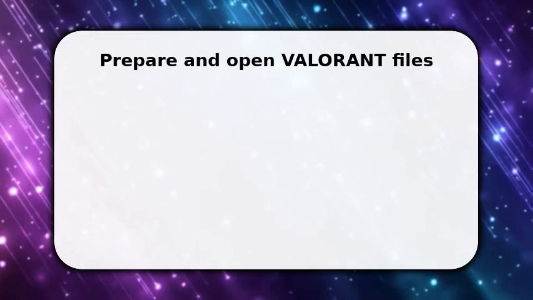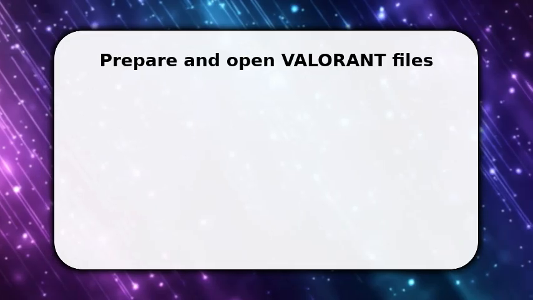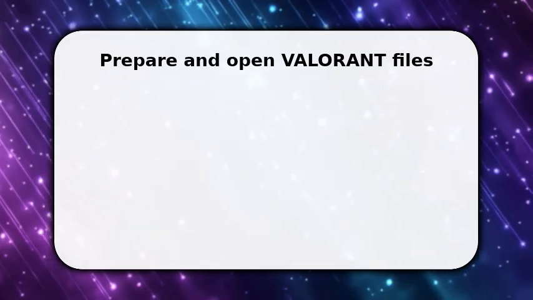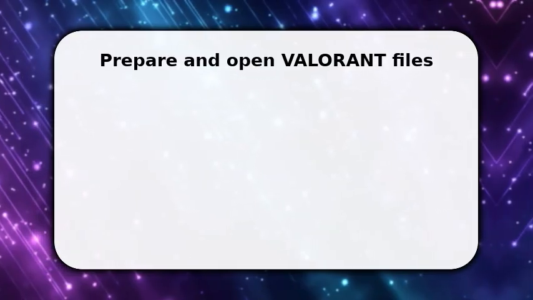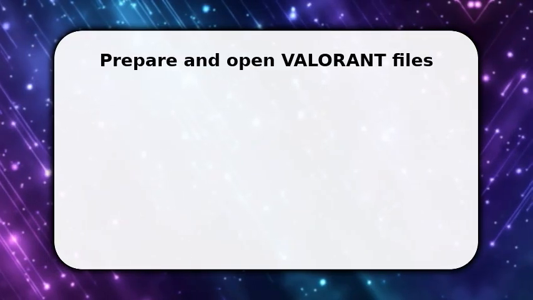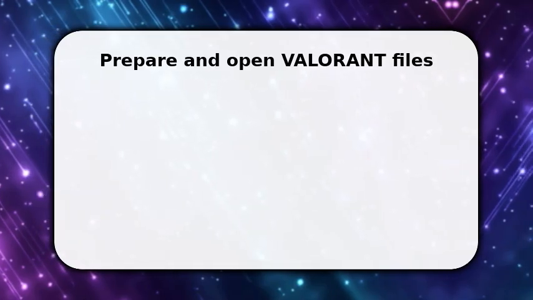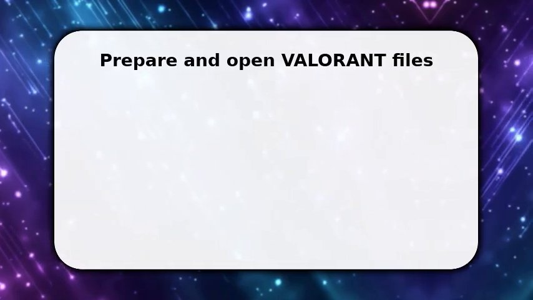You start by immediately backing up the settings folder so you can revert. Once backed up, close Valorant and Riot Vanguard to avoid file locks. Next, open the local app data Riot Games Valorant Live saved config Windows no editor directory. This is where game configuration lives.